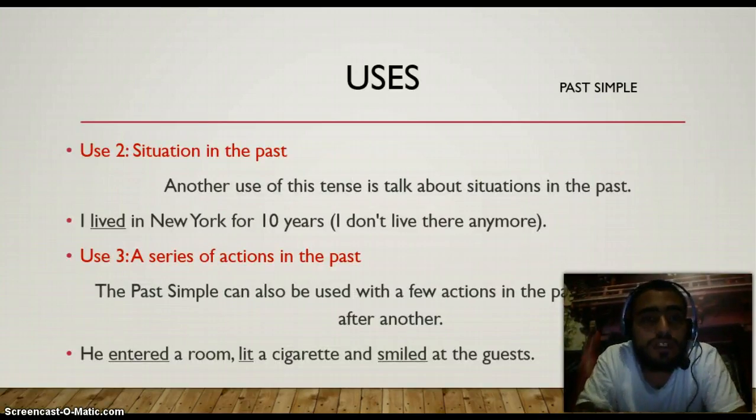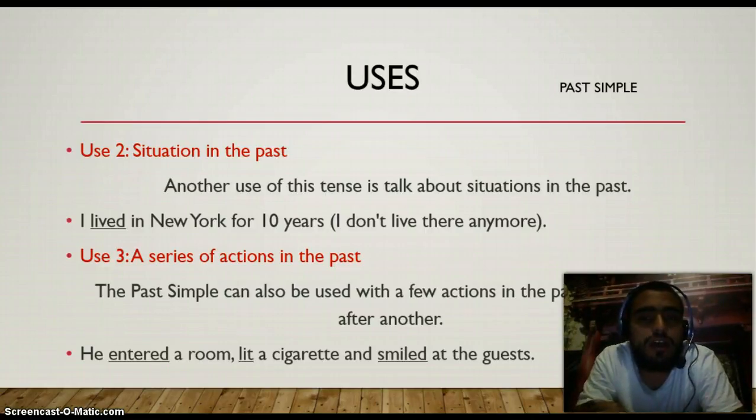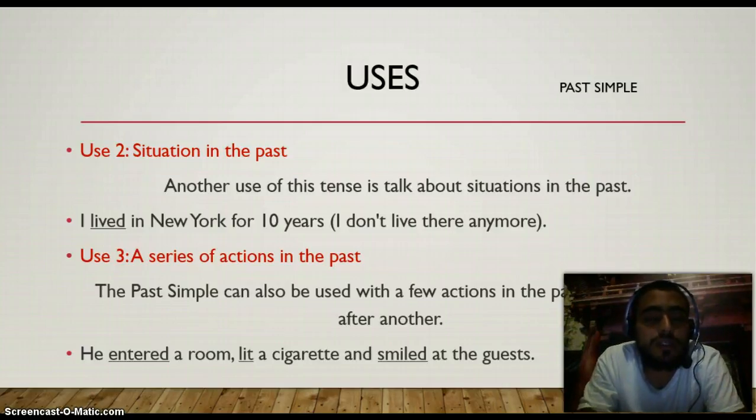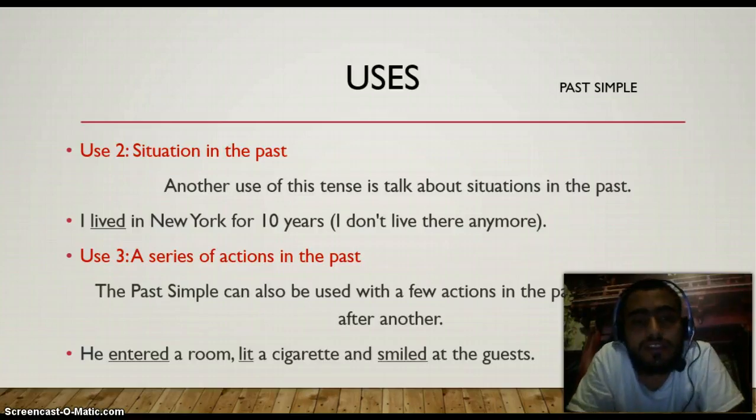The second use is a situation in the past. Another use of this tense is to talk about situations in the past. I lived in New York for 10 years, but I don't live there anymore. That's use 3, a series of actions in the past. The past simple can also be used with a few actions in the past happening one after another. So we have this example: he entered a room, lit a cigarette, and smiled at the guest.